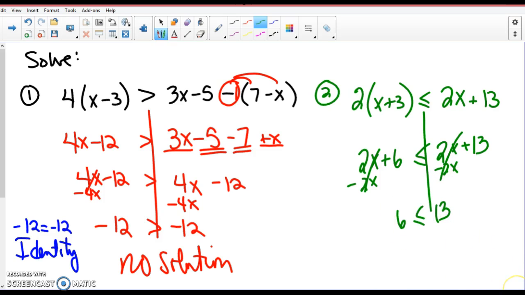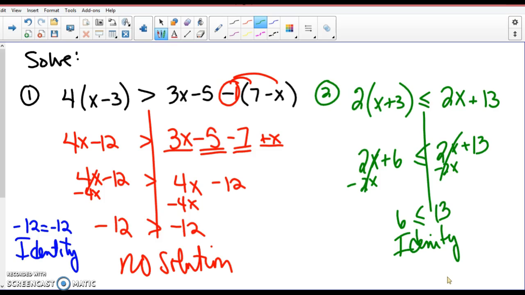Is that statement true? Is 6 less than 13? It says, listen, is 6 less than or equal to 13? And the answer is yes, that is true. So what should I write for my answer? This is the identity. All real numbers.